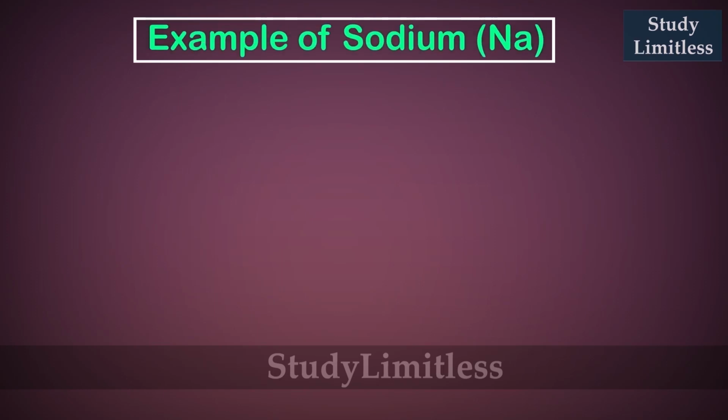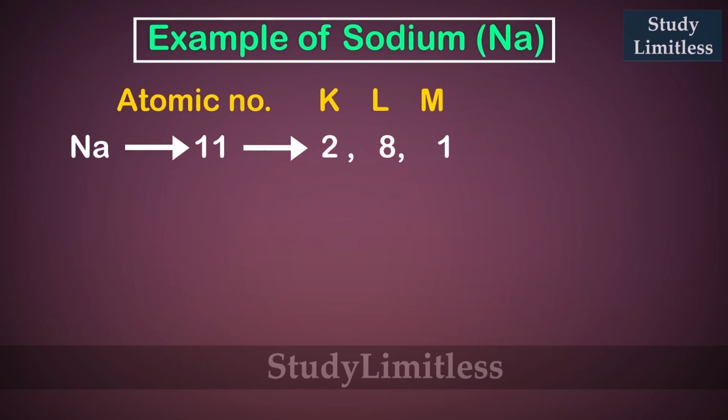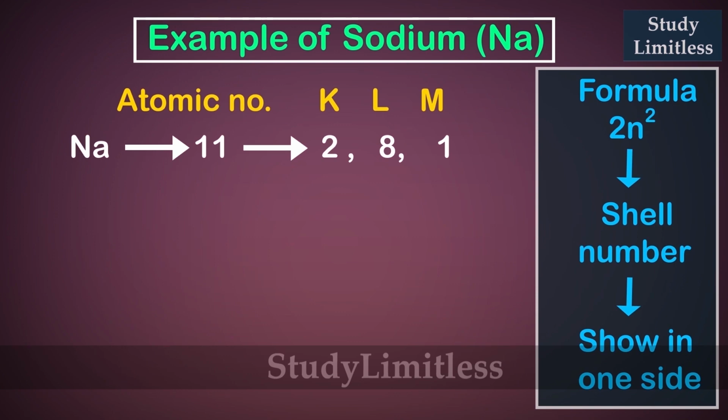Now let's take an example of sodium from the metal side, which has 11 electrons in totality. Now the electronic configuration of sodium is 2, 8, 1. You have 2 electrons in the K shell, which is the innermost shell. Now why do we have 2 electrons in the innermost shell? Because of the capacity. And why do we have this capacity? This capacity is due to the simple formula of 2n squared, wherein n is the shell number.